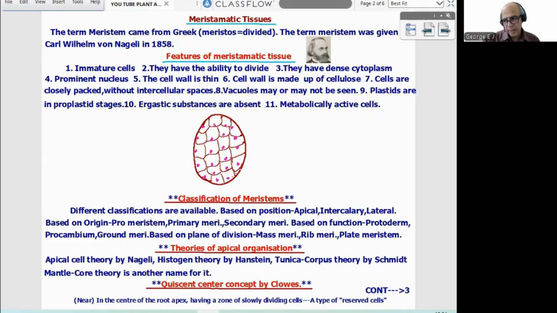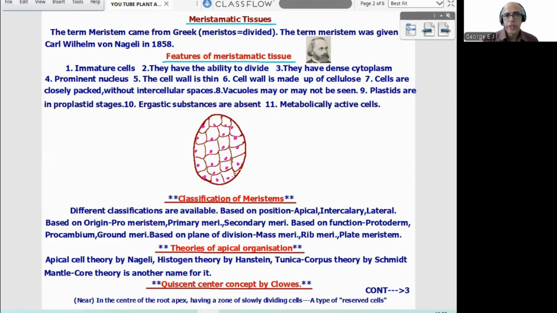This is the typical diagram to show a group of meristematic cells. I think that idea is clear. Now comes the classification of meristem. I told you, as such, these are not in NCERT, but if you know it, it is good, because through this only we can enter into the tissue system. You will have a clear idea when we study the topics. Classification of meristem: different classifications are available. Typical example, based on position, it is apical, intercalary, lateral meristem.